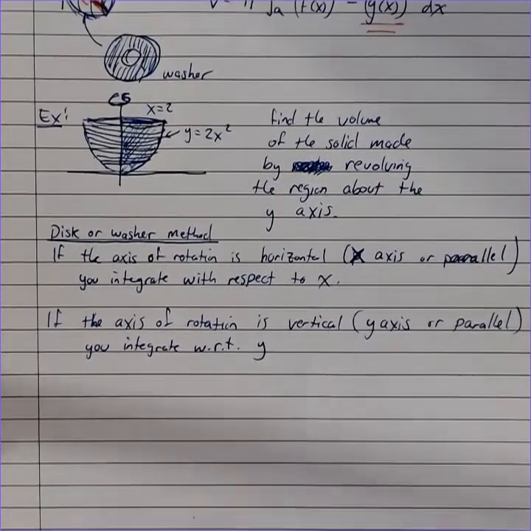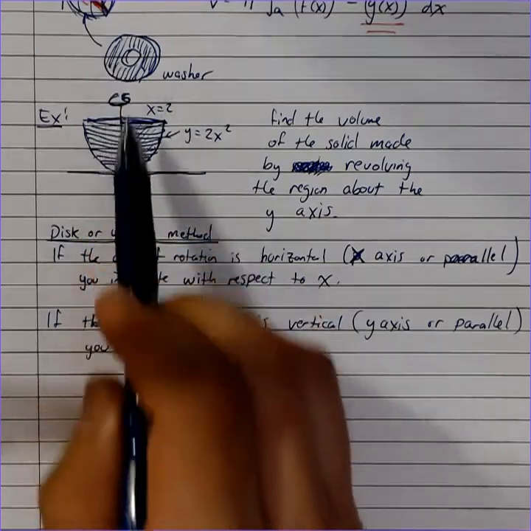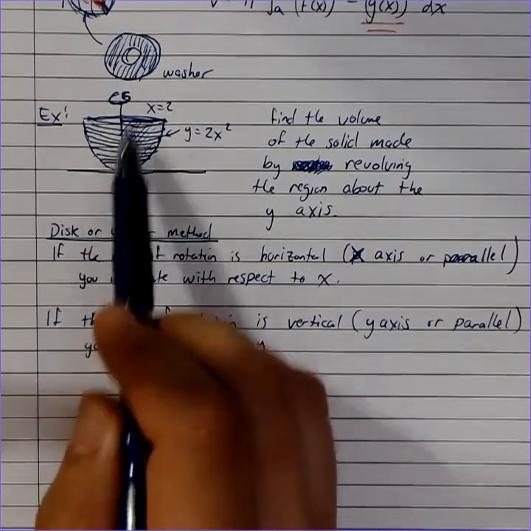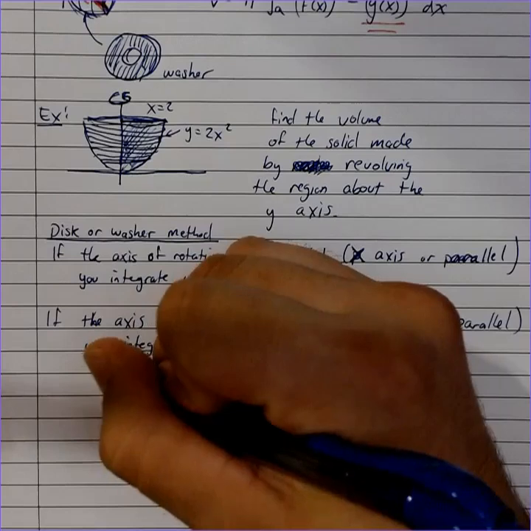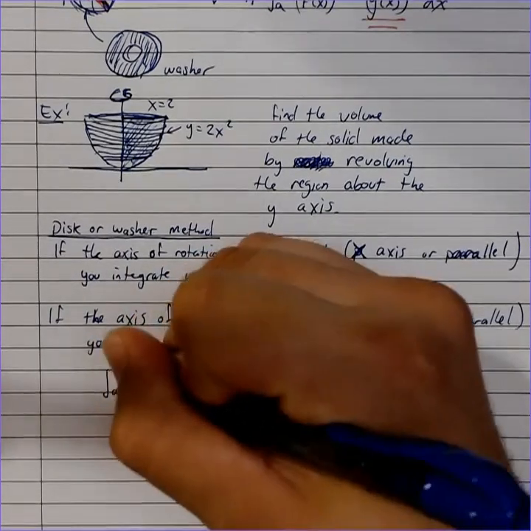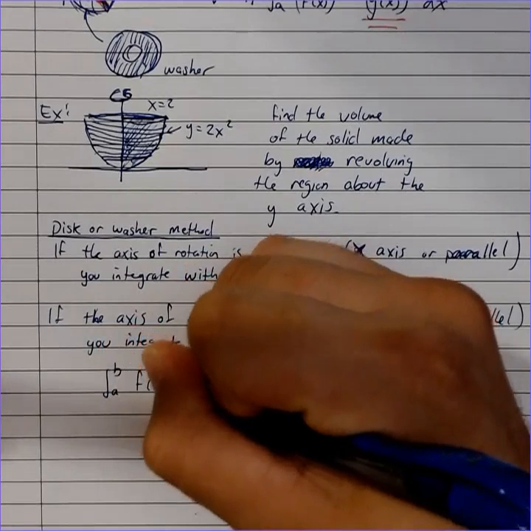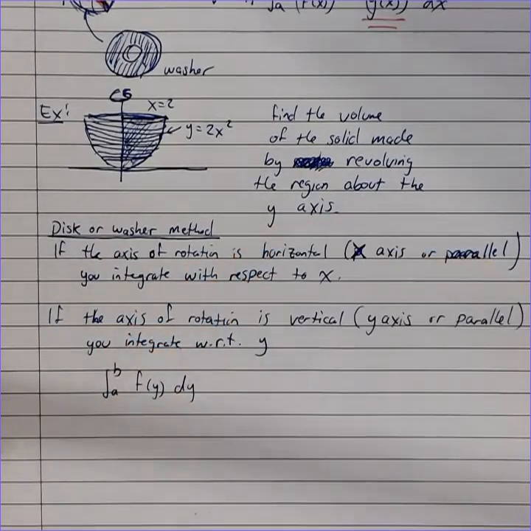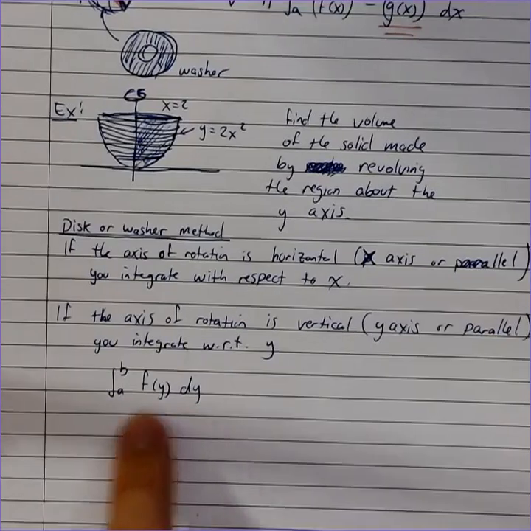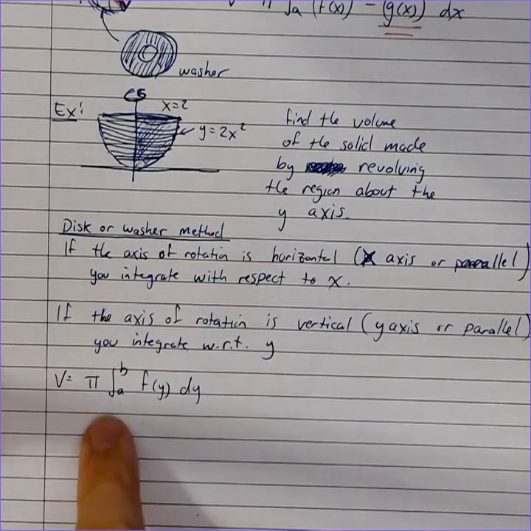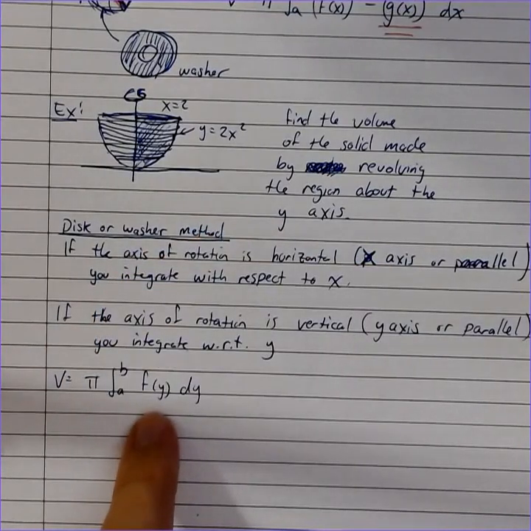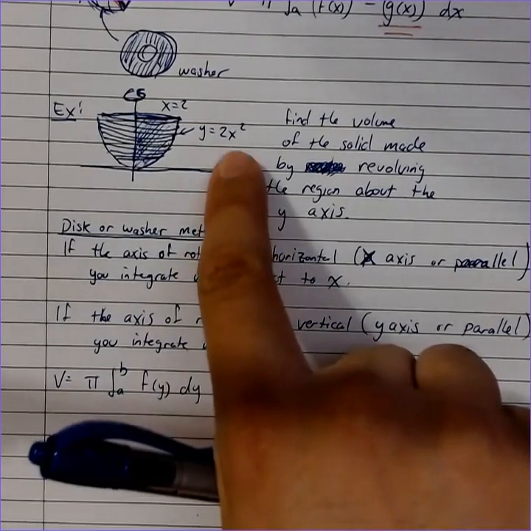All right. So in this case, we have an axis of rotation that's vertical. In this case, it's the y-axis, but even if it was parallel to the y-axis, it would still be the same thing. We're going to integrate with respect to y. So that's going to be an integral from a to b of f of y dy. Just dy, but f of y, what is that thing? Oh, and don't forget your pi. Pi times an integral. F of y, what is an f of y? Well, it's a function of y. How do you do that? We've never had functions of y. We've only ever had functions of x.